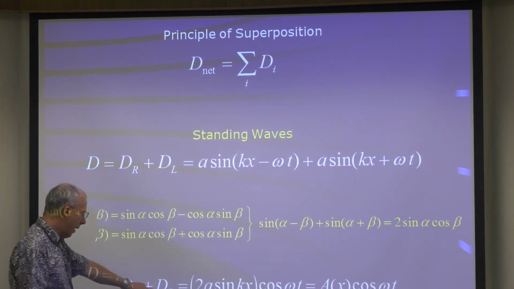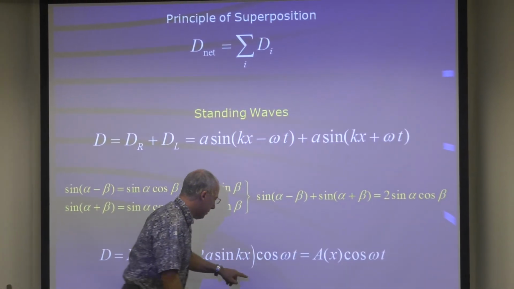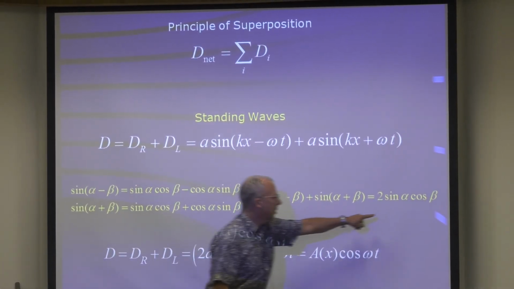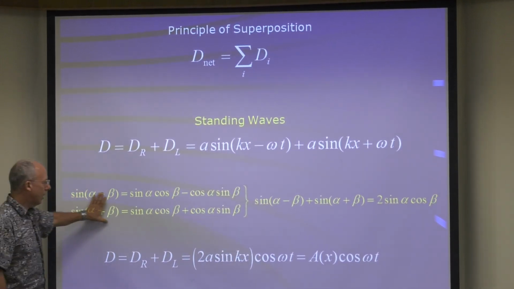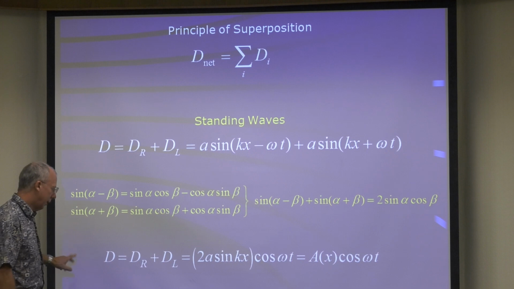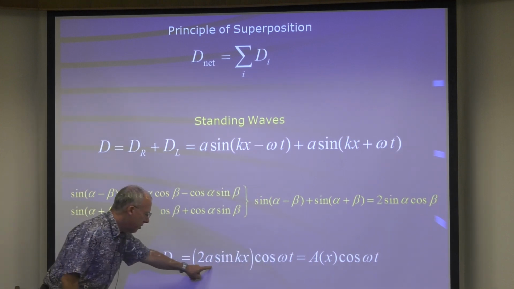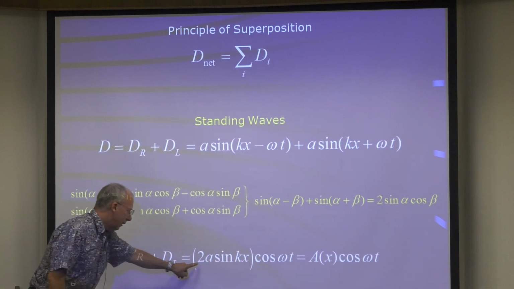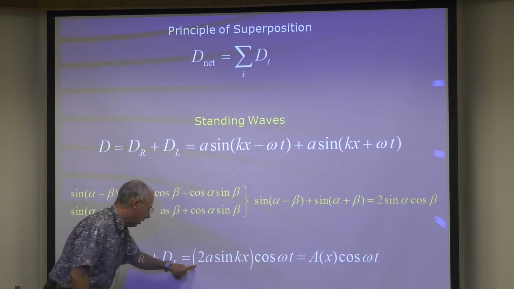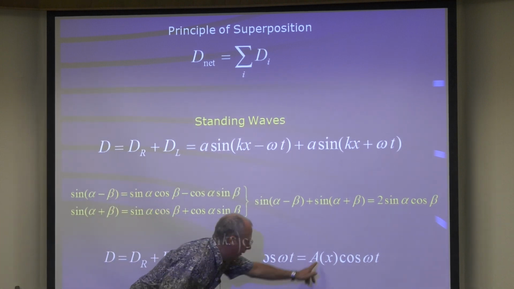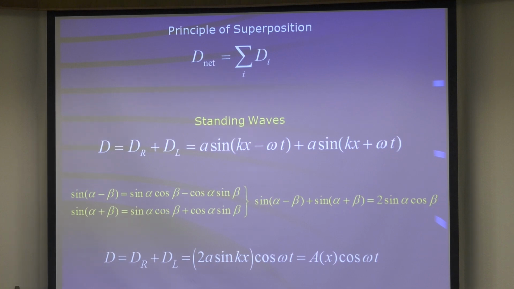So we just use these formulas from trig, and this is what we get. We get 2A sine kx cosine omega t. Ta-da! All right, so using these wonderful formulas from high school, we get this. Now, this just depends on x, right? I mean, this is cosine omega t, but this just depends on x. We can just call that an amplitude of x. All right, so that's what you get. Everything's wonderful.